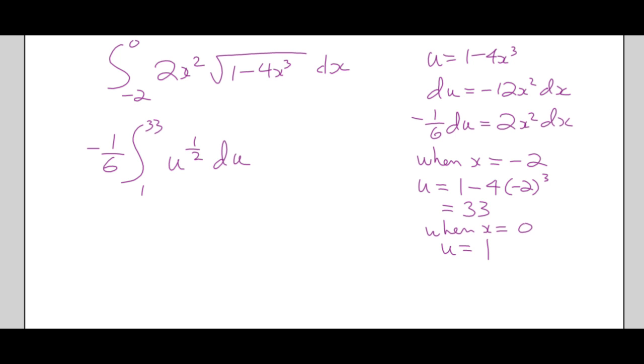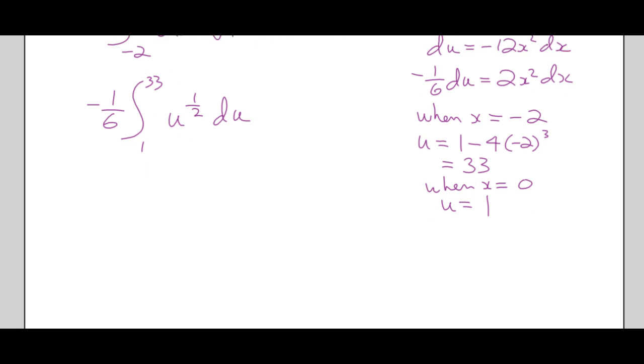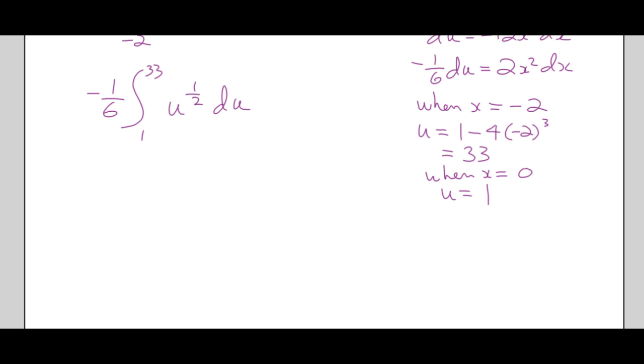But now we have to adjust the bounds of integration, because u goes from 1 to 33, whereas x goes from negative 2 to 0. Now, we don't need any plus c's here because we're actually evaluating.